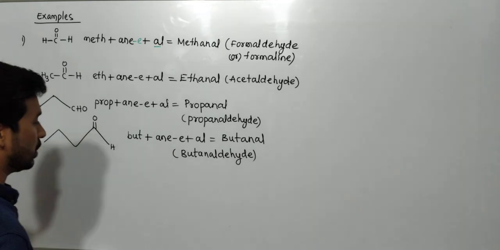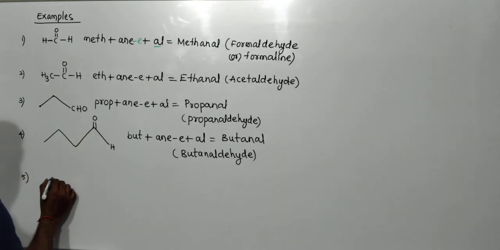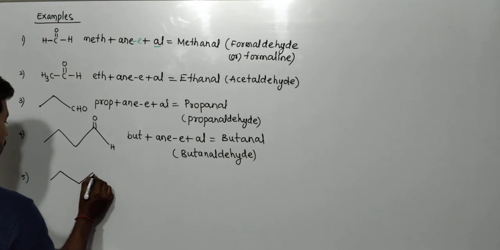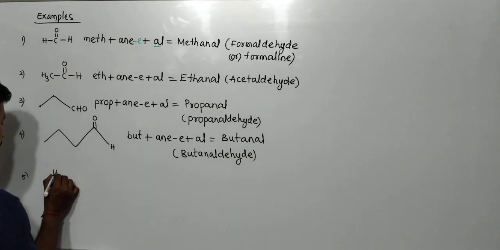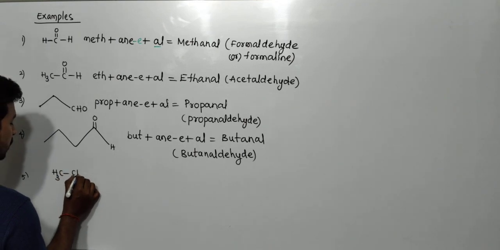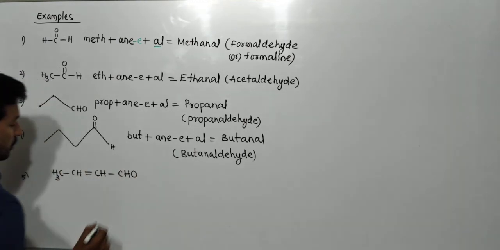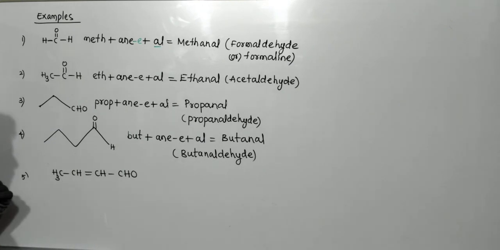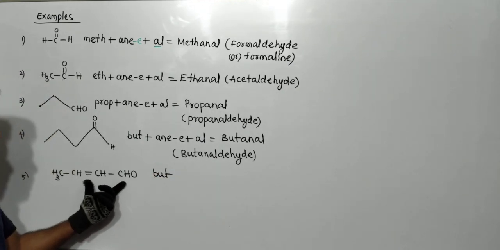Common name is butanaldehyde. So if I am completely writing CH3 CH double bond CH single bond CHO, for this 1, 2, 3, 4 carbon atom, root word is but. For 4 carbon atom, root word but.